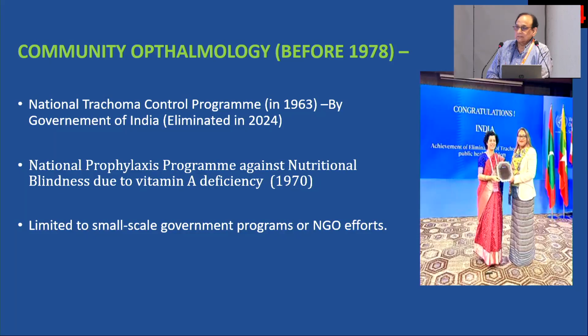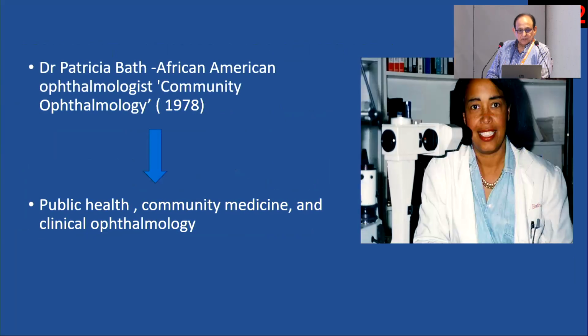And community ophthalmology was limited only to a few places. That means we used to treat them at a fixed base hospital, or if at all some NGO came in, we used to organize the camps in the rural areas, in a school or in a dharamshala or anywhere, compromising so many things.